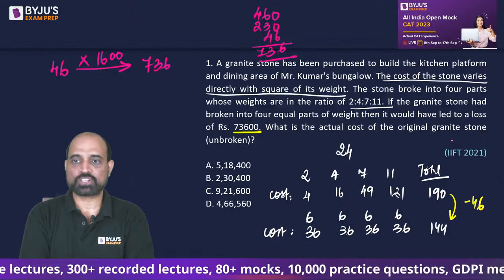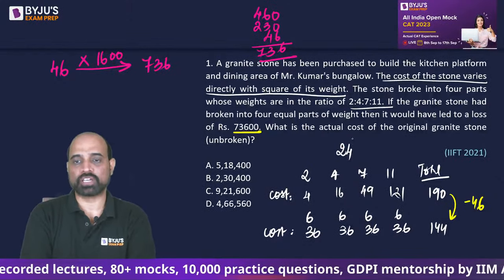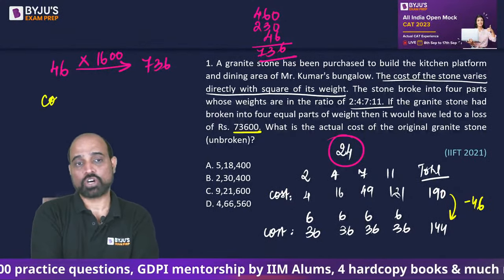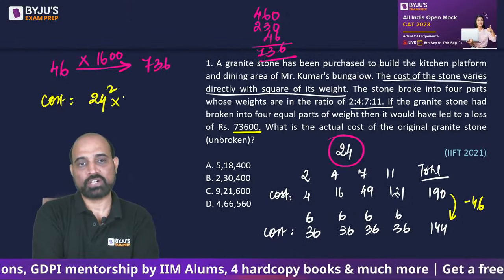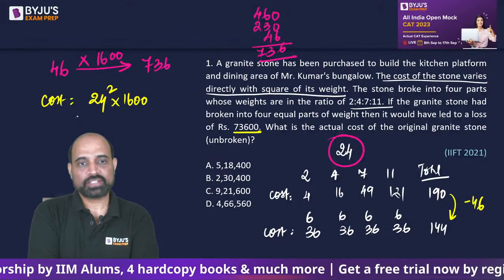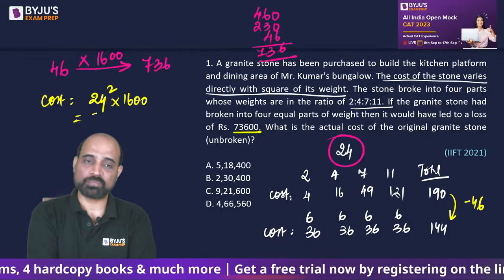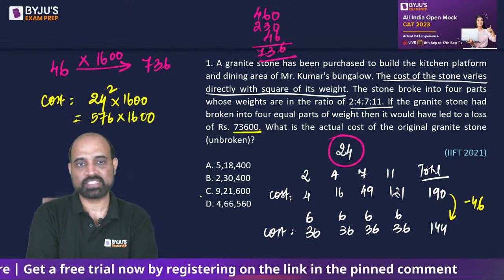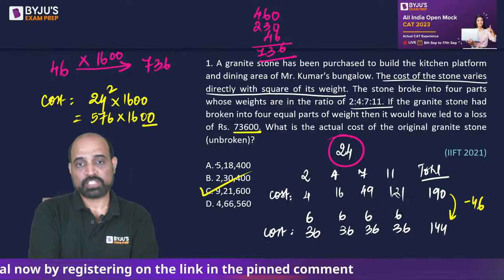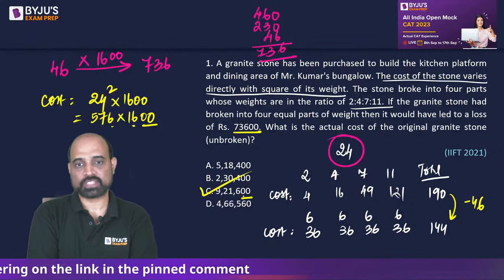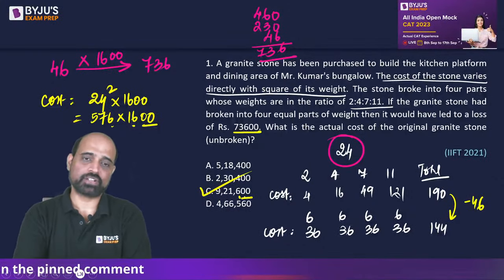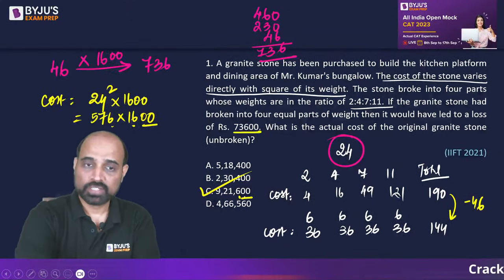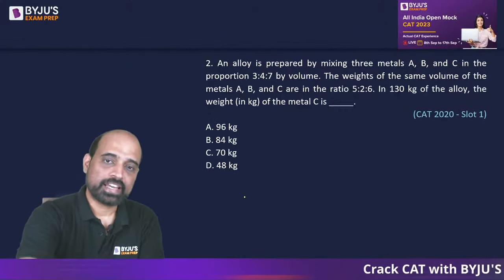So the question is, what is the actual cost of the original granite stone unbroken? So the original granite stone, it weighs 24. So that means its cost is going to be 24 square into 1600, right? So 24 square is a number which ends in 6, into 1600 will be a number that ends in 600. 6 into 6 will result in a 6. So I don't have to calculate all the digits. All I have to do is check the last 3 digits, where the last 2 digits are definitely 2 zeros. Okay.